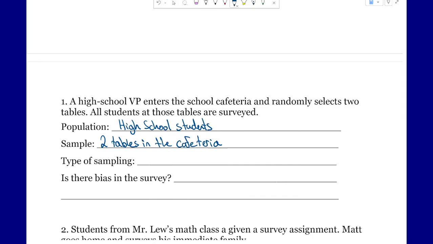The type of sampling, well, we kind of already mentioned it. We're breaking up our population into groups and selecting everyone in those groups. So this is cluster sampling.